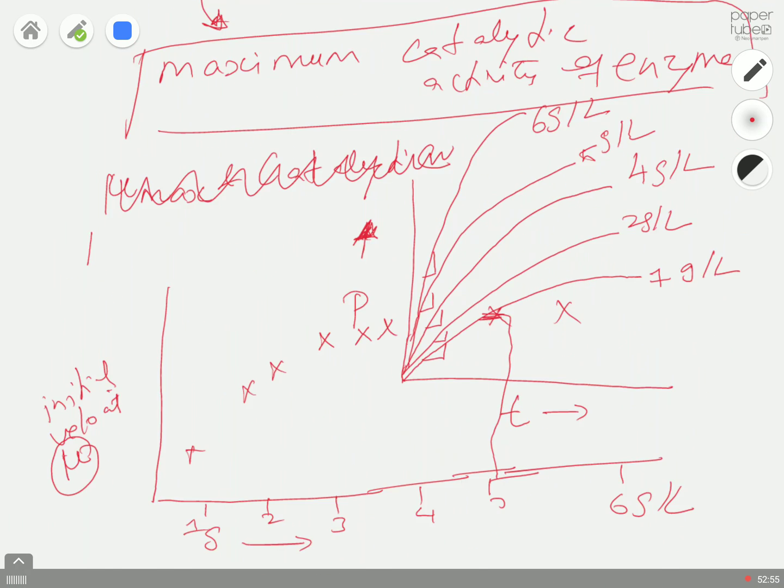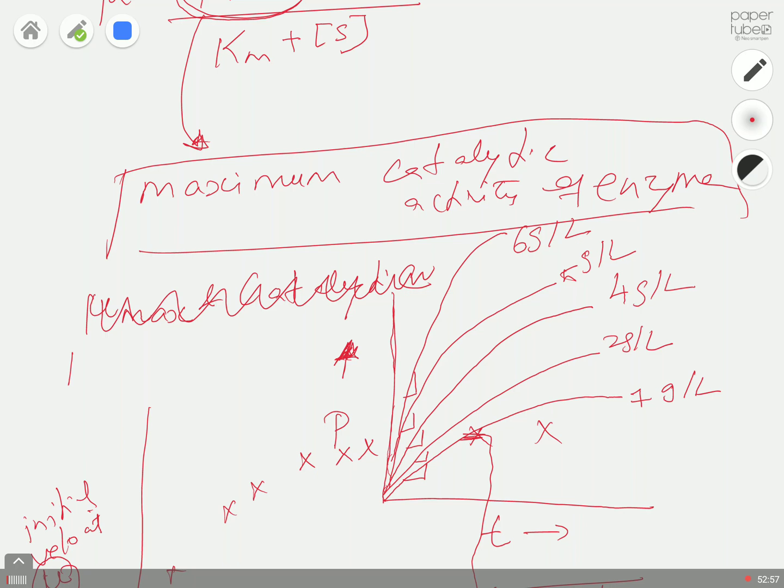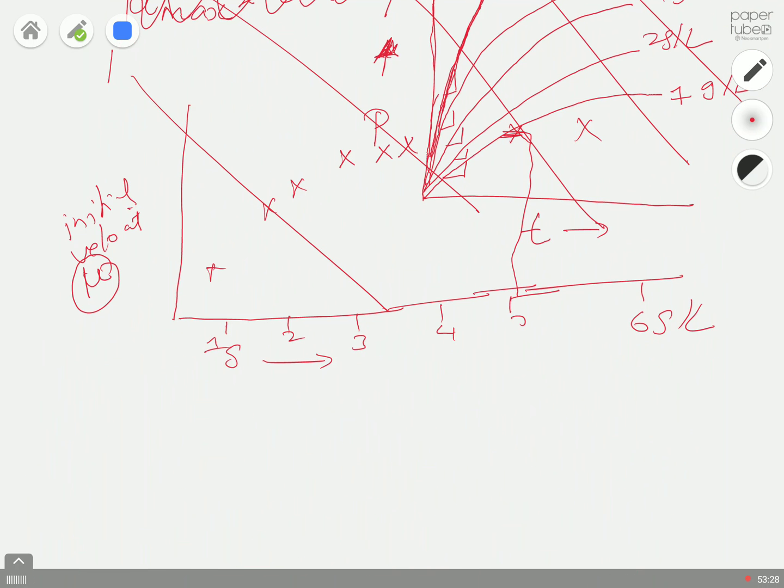Come back to this graph and you do another experiment at 7 grams per liter, 8 grams per liter, and they produce the same result. So what it says is that at some point it reached a maximum activity. I think I explained very wrong. Please ignore this. It's not the enzyme mass.